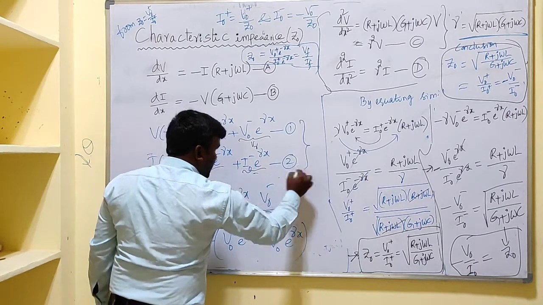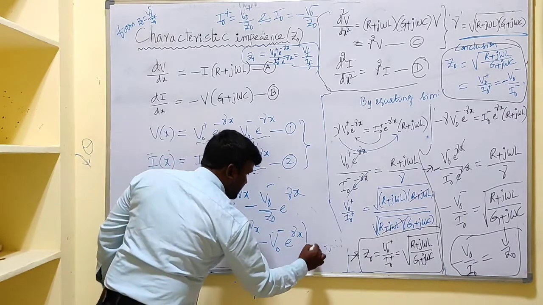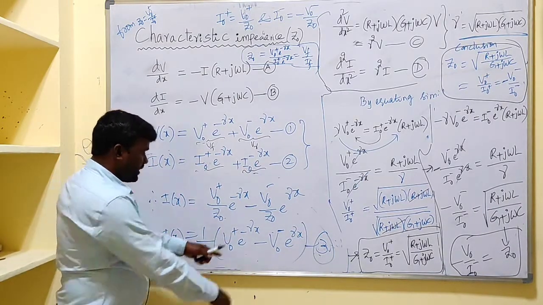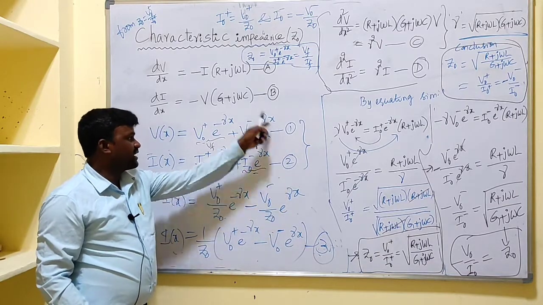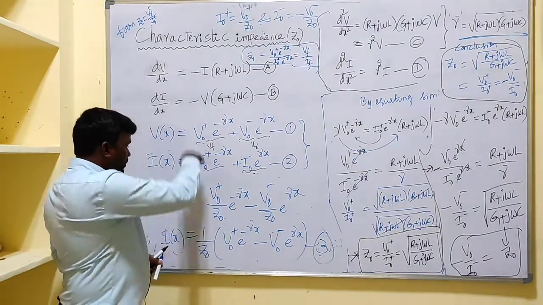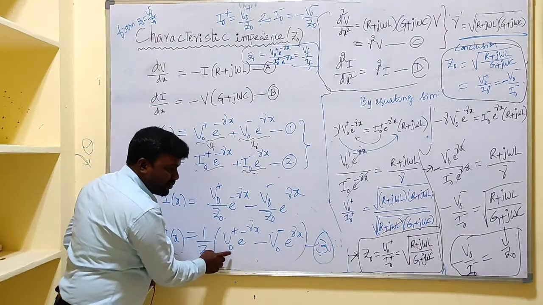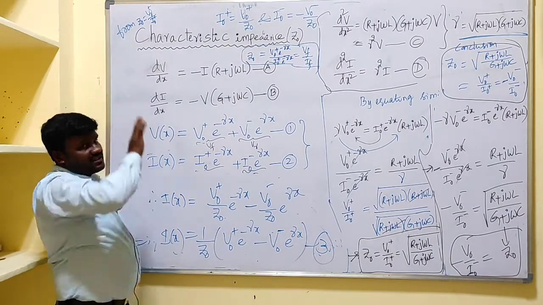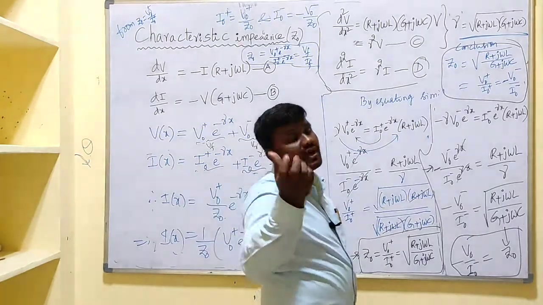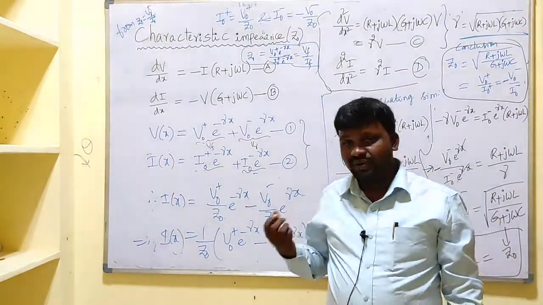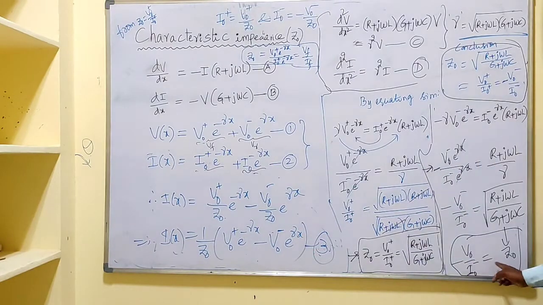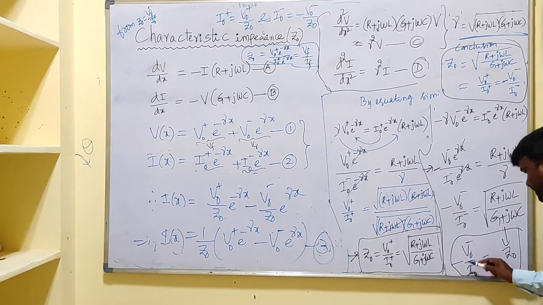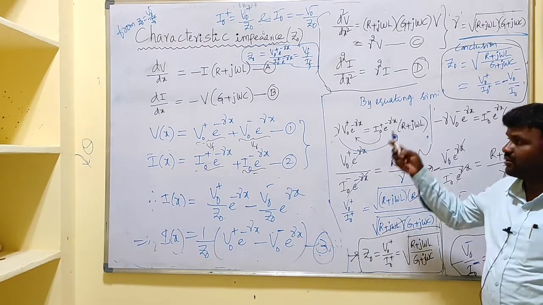So in equations 1 and 2 we have the 4 constants, whereas equations 1 and 3 are represented in terms of only 2 constants. Now the 4 constants are reduced to 2 constants, V naught plus and V naught minus, with the help of the characteristic impedance. Characteristic impedance is defined as the ratio of forward voltage to forward current, or else the negative of the ratio of reverse voltage to reverse current, or reflected voltage to reflected current. This is about the characteristic impedance.